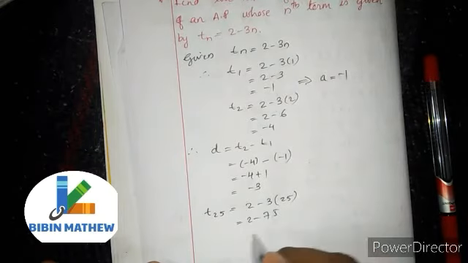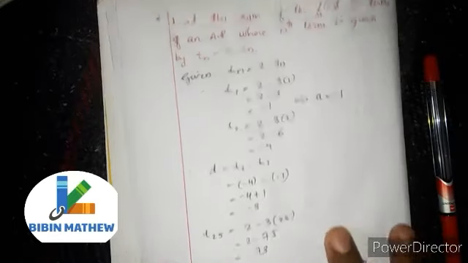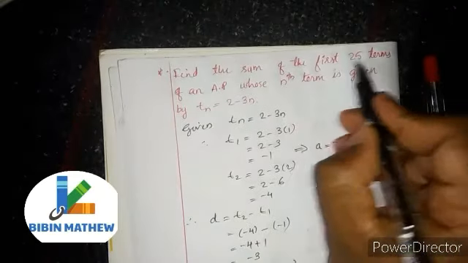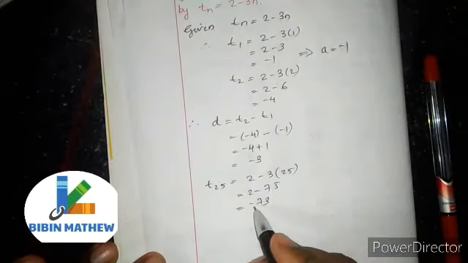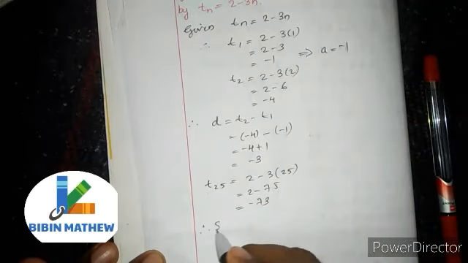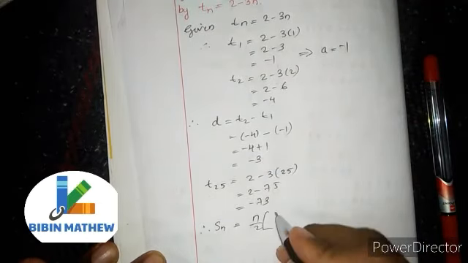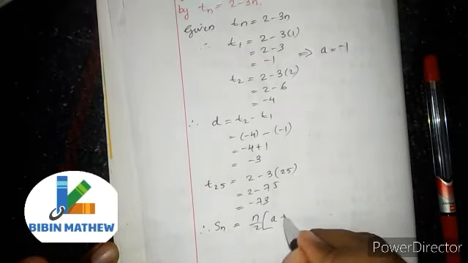So T25, 25th term. So 2 minus 3 into इधर 25th term के लिए n का जगह 25 देना है बस. That is equal to 2 minus 75 and that is equal to minus 73. So you got that last term also. Last term भी मिल गया. अभी उसका sum निकालना है. Sum of 25 terms.